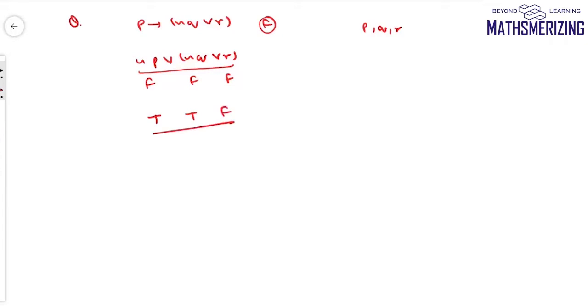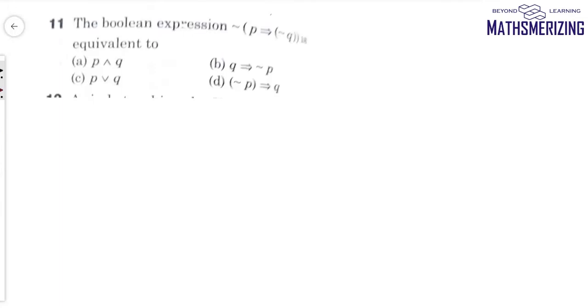and false. Now here the question is, not of (P implies not Q) is equivalent to which of the following expressions? So it is not of (P implies not of Q), and A implies B is not A or B. So we can write it as, so this is not, and then De Morgan's law, and this is Q. So it is equivalent to P and Q, which is option number A.